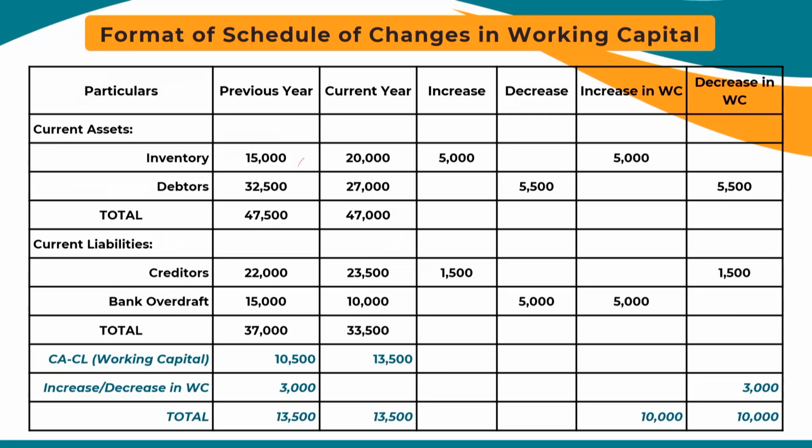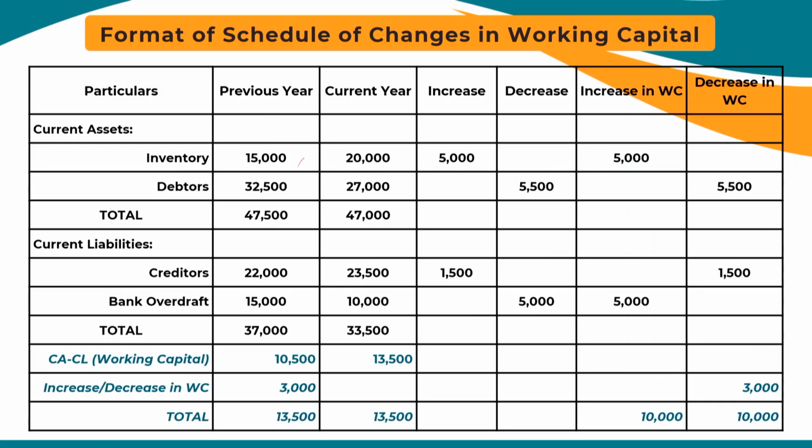As disclosed in this hypothetical example, let us say inventory, which I just made a mention of. In the previous year it was 15,000 and in the current year it was 20,000, an increase of 5,000. So, because there is an increase in a component of current asset, the same is made a mention in the increase in working capital column.